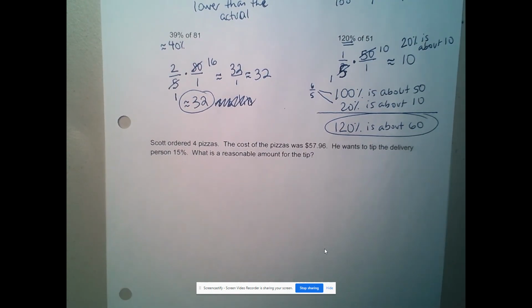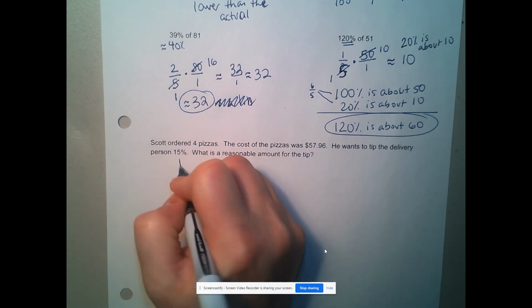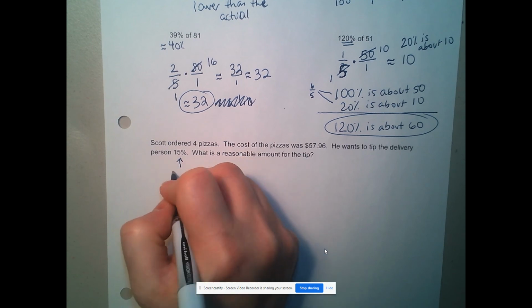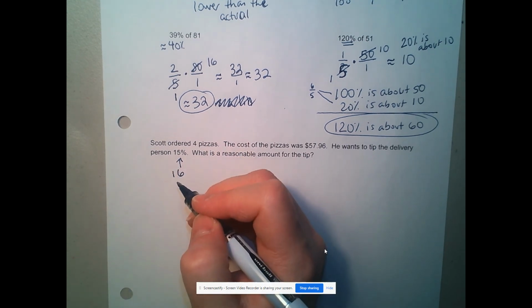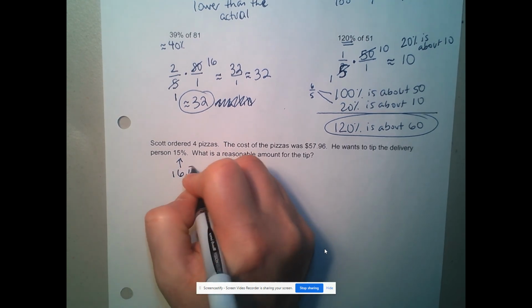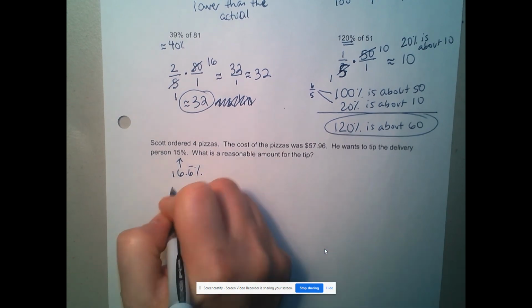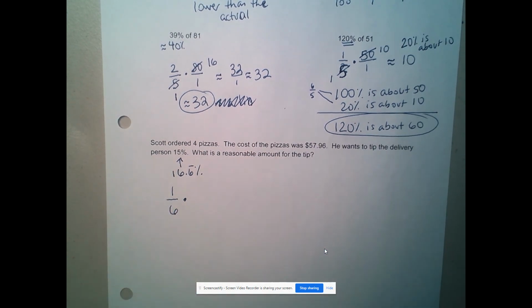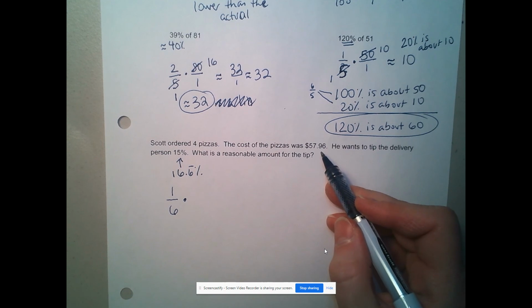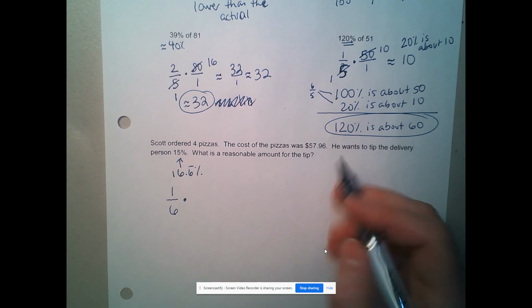Last question. Scott ordered 4 pizzas. The cost of the pizzas, $57.96. He wants to tip the delivery person 15%. What's a reasonable amount for the tip? Now, 15%, the closest we can get to that from our list was 16 2/3% or 16.6 repeating, which is 1/6 of, nobody is finding 1/6 of $57.96.